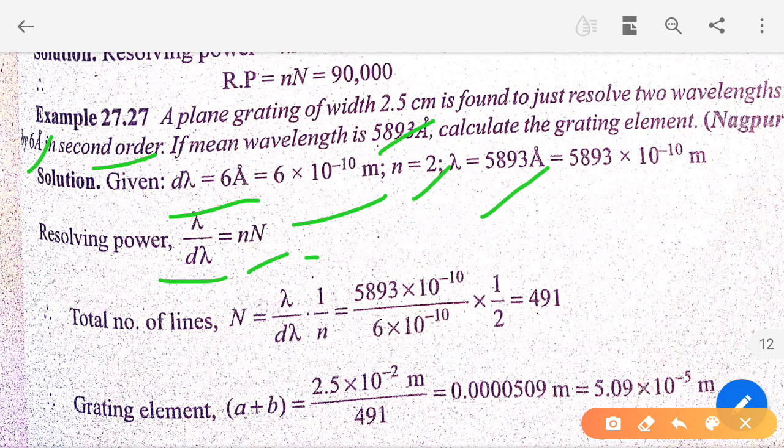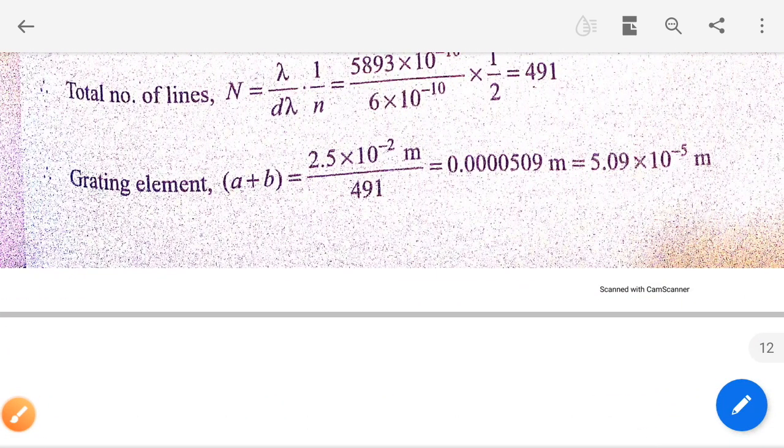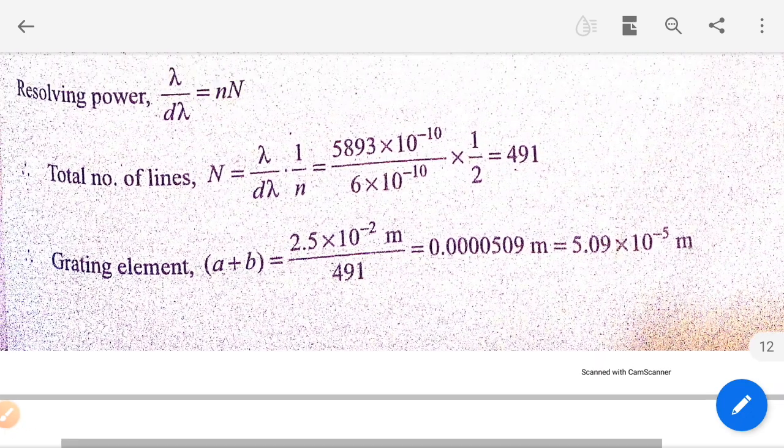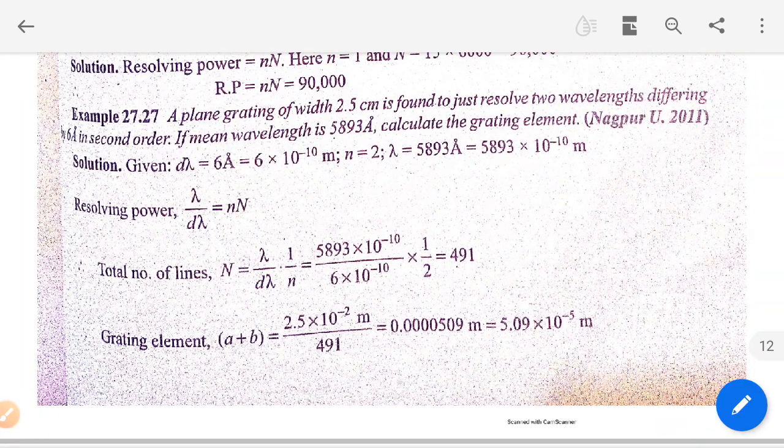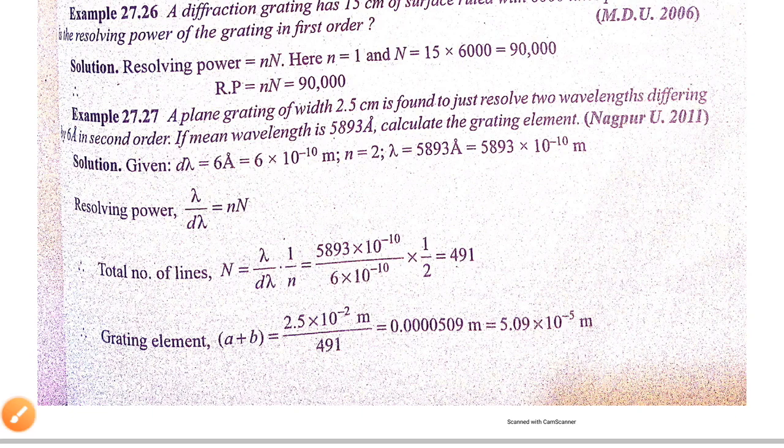Putting in this value, we get the total number of lines N, about 491 lines present there. So the grating element a plus b is equal to 1 by N, as we know, but this is a 2.5 centimeter width of grating, hence 2.5 into 10 to the power of minus 2 meter. So a plus b is the width divided by the number of lines, that is 0.0000509 meter, that is 5.09 into 10 to the power of minus 5 meter.